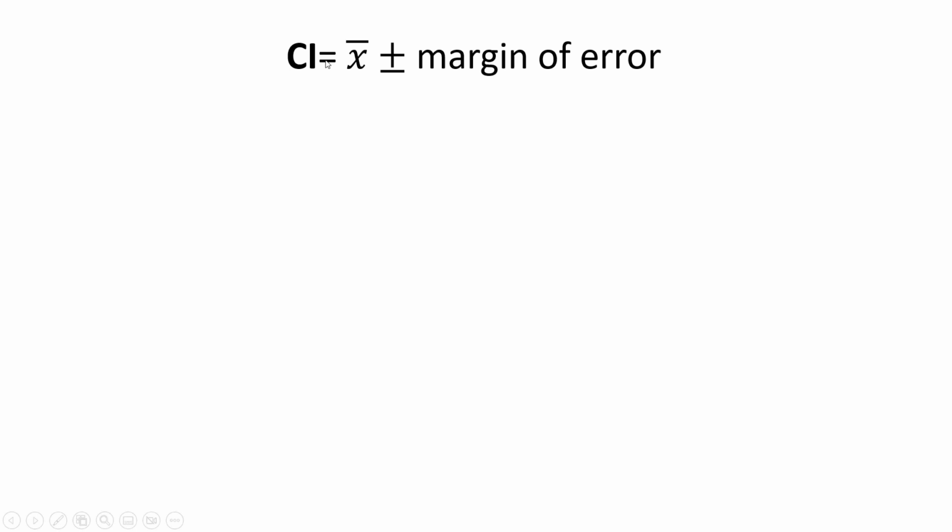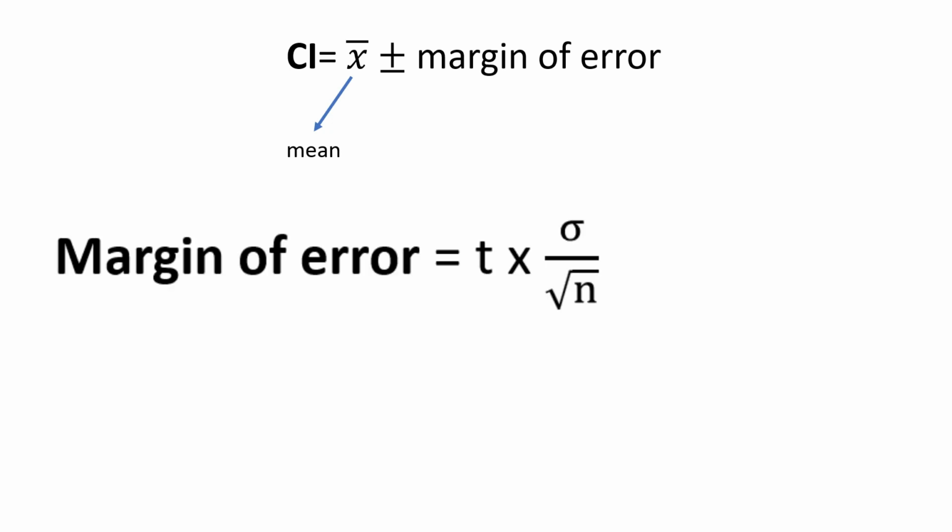So CI, which is the confidence interval, is equal to x bar, which is the mean, plus or minus a margin of error. So we know that our confidence interval should contain the mean, which means that the lower bound and the upper bound of this interval are going to be certain values that we can find by adding or subtracting the margin of error to them.